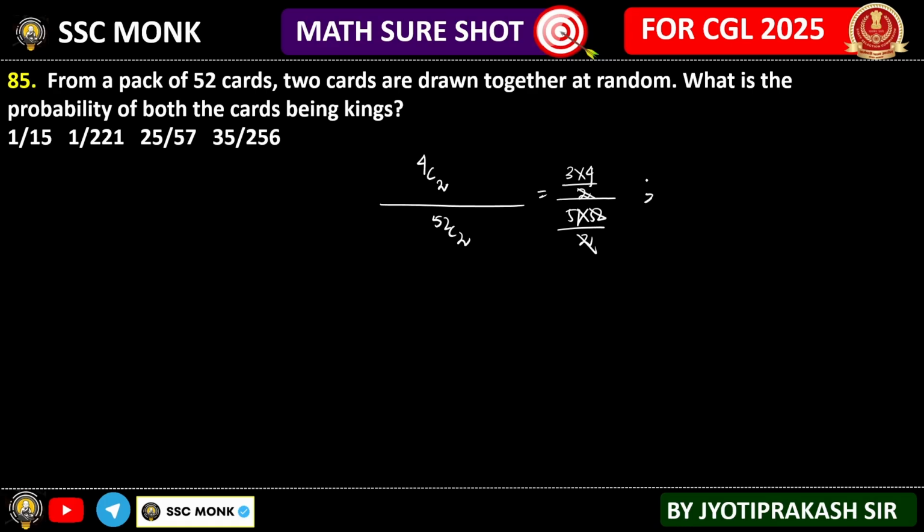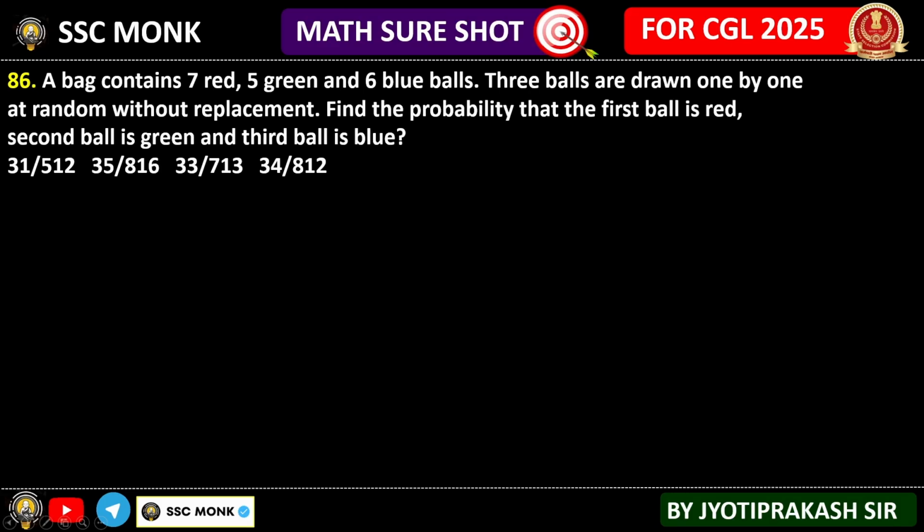2, 2 gone. So this can be written as 12 by 51 into 52. That can be simplified: 52 by 2 is 26. So this can be written as 12 by 2, 6, 5, 2. 12 2s are 24, 12 1s are 12. So the probability is equal to 1 by 221. Clear? Answer option B.